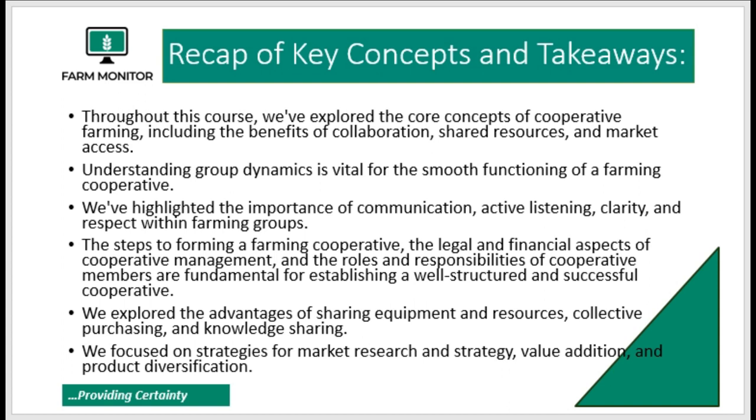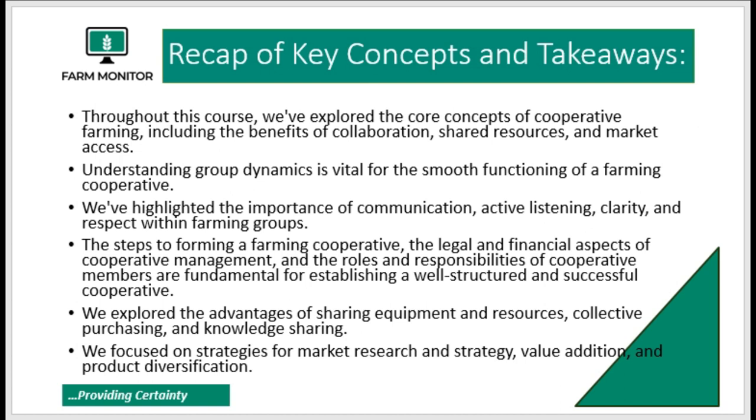We looked at the steps to forming a farming cooperative. We discussed the legal and financial aspects of cooperative management. We talked about roles and responsibilities of cooperative members, and we emphasized the importance of establishing a well-structured cooperative.